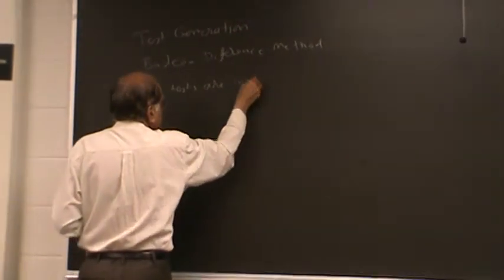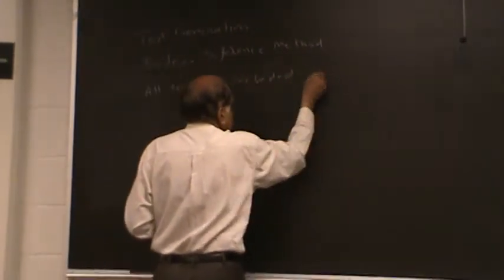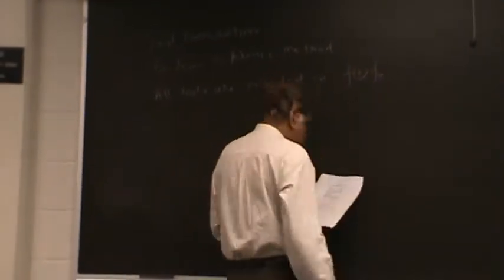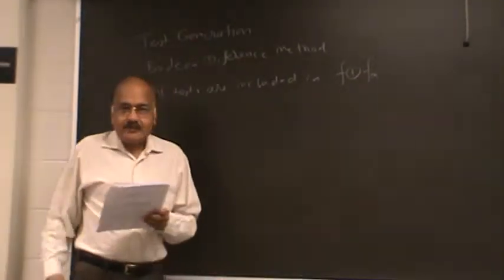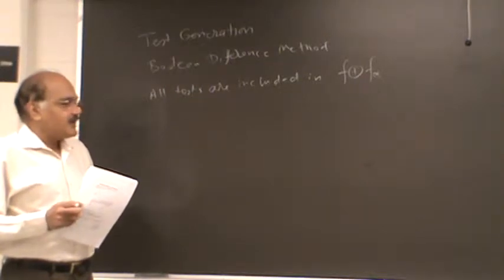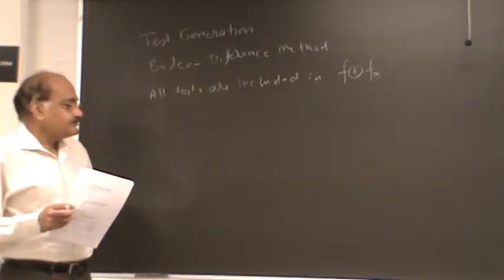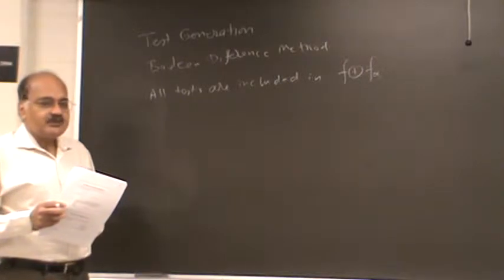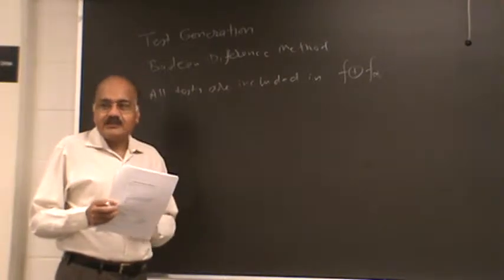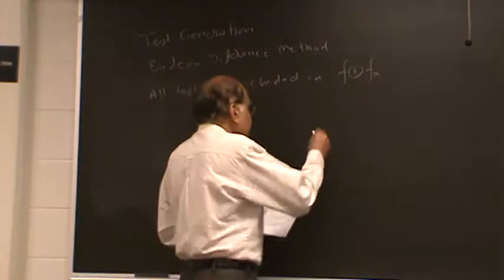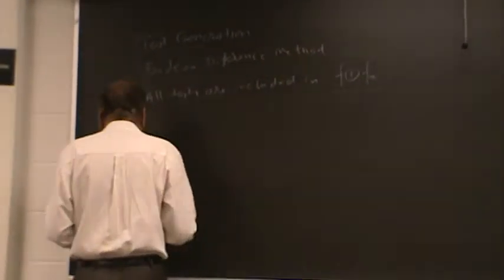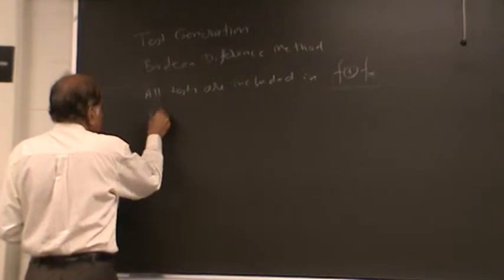are included in this expression. That means f is the normal function, f alpha is the faulty function. So when the normal function and the faulty function have different output, that combination is a test. And hence all the tests are included here. And that led us to the Boolean difference method.